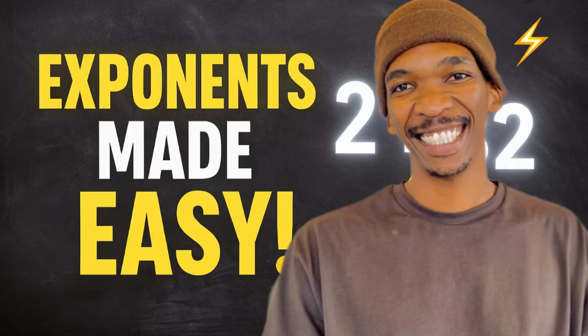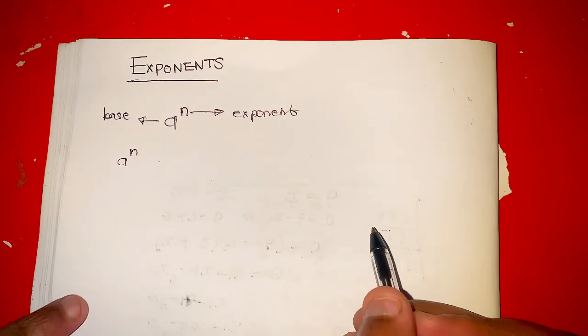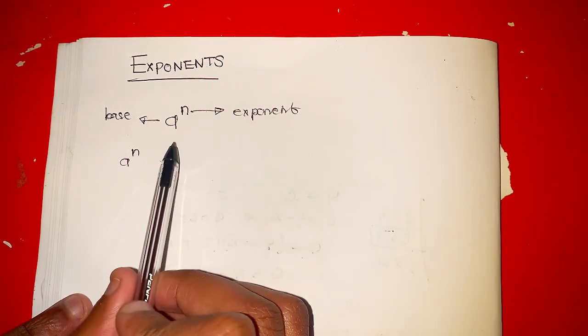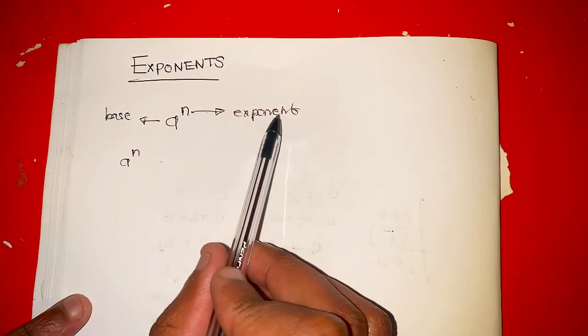This is Delta 316. We have a math problem on the loop. Another important chapter in mathematics is exponents. Here you have an expression. In this expression, a is the base and n is the exponent.